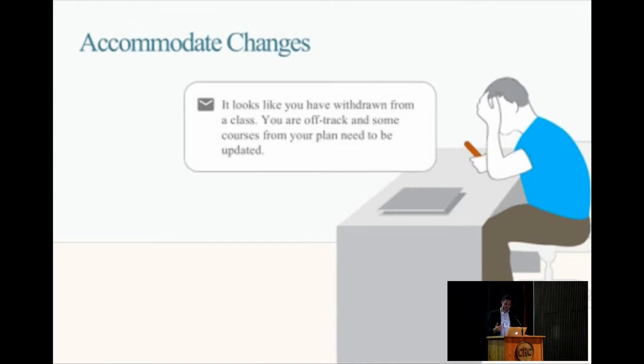but with the add drop date fast approaching, he's worried he won't be able to catch up in time, and he withdraws from his English course. So the withdrawal triggers another notification to Julian and his advisor. The change is taking him off track for his plan, and he needs to get back on track towards his degree plan.